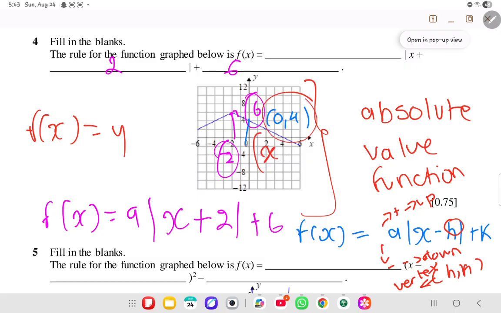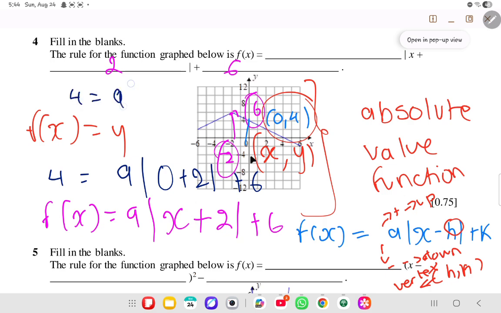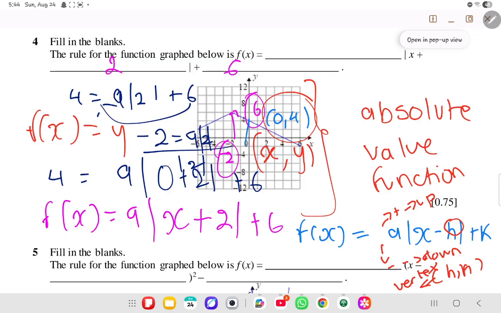0 is going to be our x, 4 is going to be our y. That means instead of f(x), you're going to substitute 4. So it's going to be 4 is equal to a times the absolute value of 0 plus 2, plus 6, right? Now you continue solving. You're going to get 4 is equal to a times the absolute value of 2 plus 6. Move this to the other side, and you will get minus 2 is equal to a times the absolute value of 2. Divide both sides by the absolute value of 2, and you will get that a is equal to minus 1.